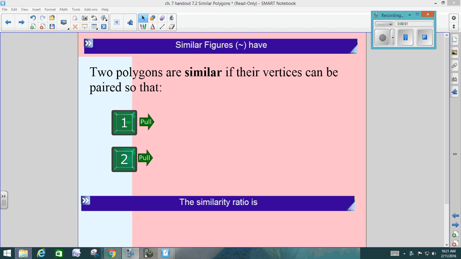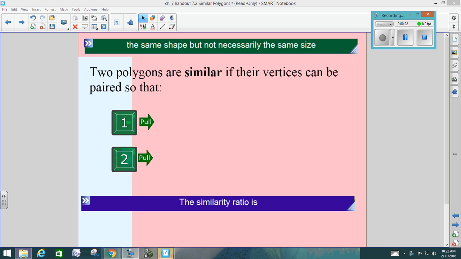Top, you have similar figures, and you see the little squiggle? That's your symbol for similar. Two equal signs and one squiggle is for congruency. This means similar. And by definition, similar figures have the same shape, but not necessarily the same size.